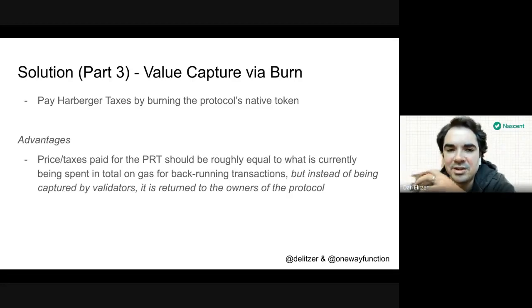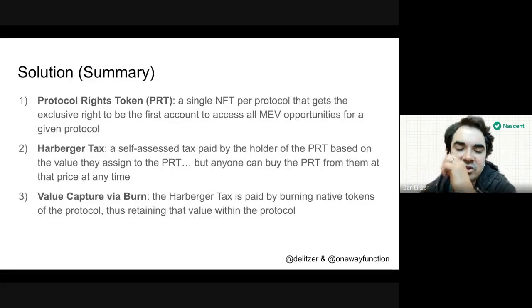And so a way to help conceptualize this maybe is, first, to recap it and then give an example. So we're talking about a single NFT per protocol that gets the exclusive right to be the first one to address these MEV opportunities. The ownership of this is governed by a Harberger tax. So anybody can buy the PRT from the current holder at any time at the price set by the current holder, but the current holder must pay taxes based on that price that they've set.